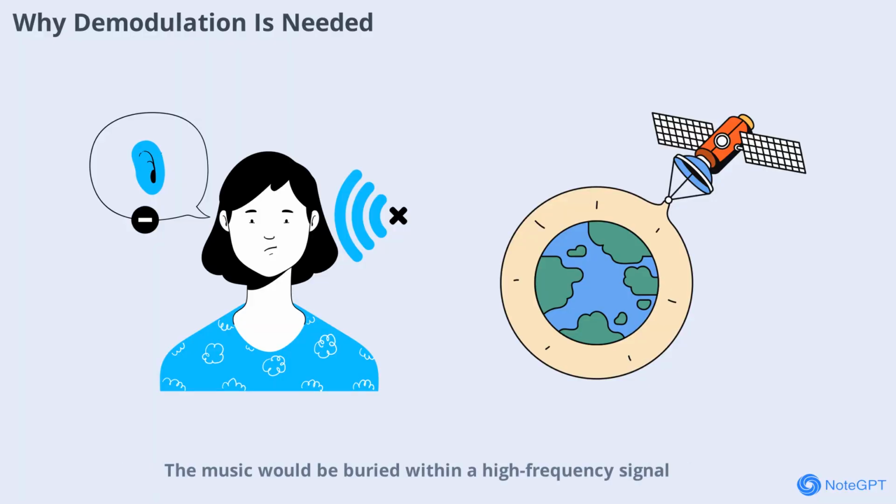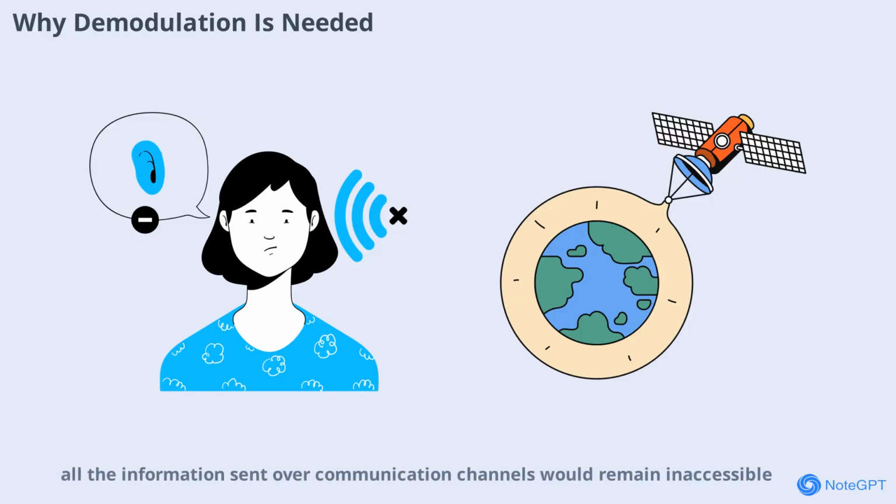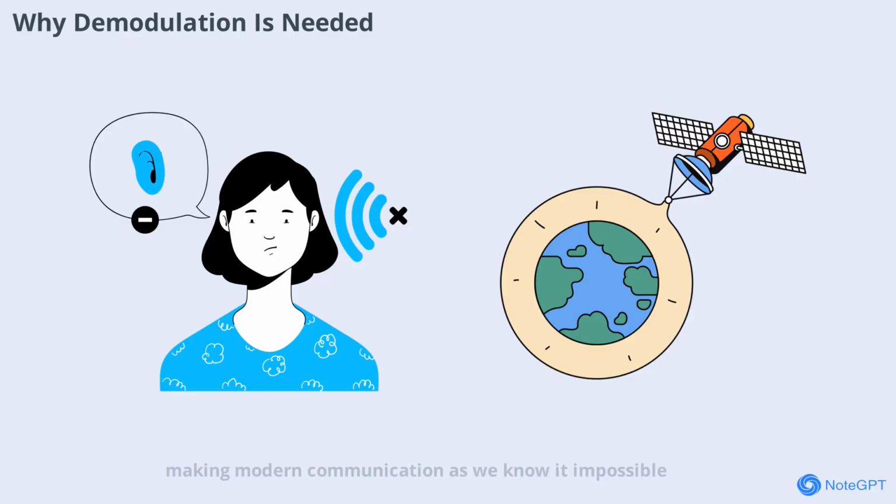Imagine trying to listen to a song on the radio without demodulation. The music would be buried within a high-frequency signal, making it impossible to hear. Demodulation is crucial because it extracts the meaningful content from the modulated carrier, allowing us to enjoy clear audio, view crisp images, or receive accurate data. Without demodulation, all the information sent over communication channels would remain inaccessible, making modern communication as we know it impossible.